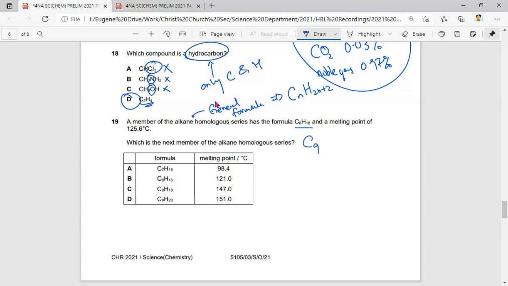So the member C8H18, what's next will be C9. If I substitute n as 9, my H will be 2 times 9 plus 2. What you're going to get is C9H20. So look at C9H20, the only answer left is D.